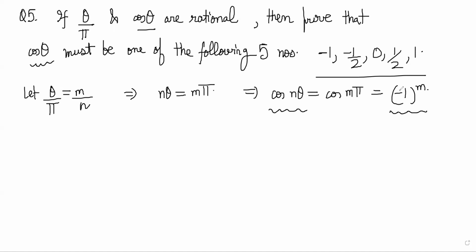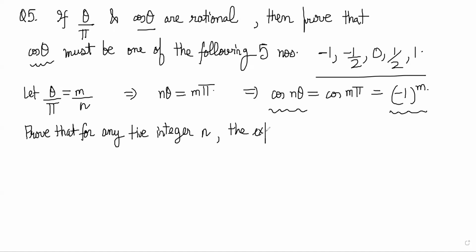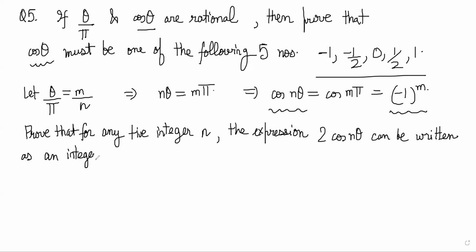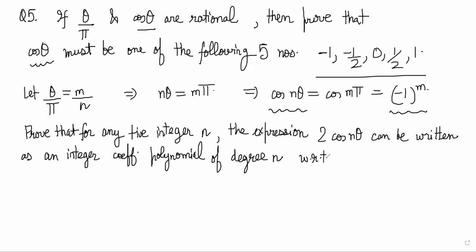Right. So one way to think of cos theta from here is to prove that for any positive integer n, the expression 2 times cos of n theta can be written as an integer coefficient polynomial of degree n with respect to 2 cos theta as a variable.